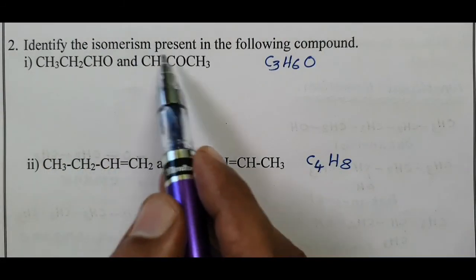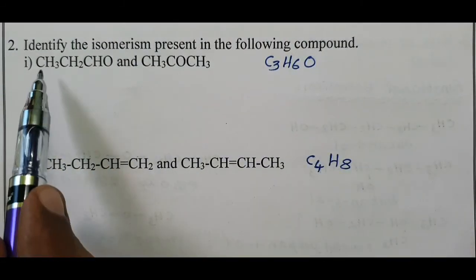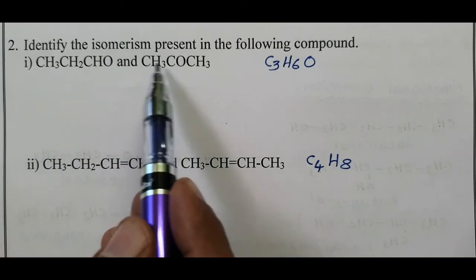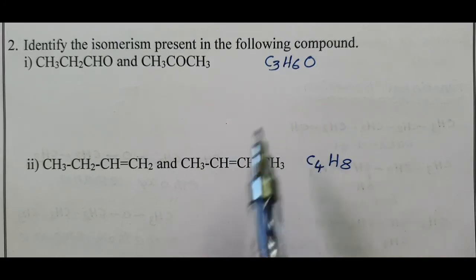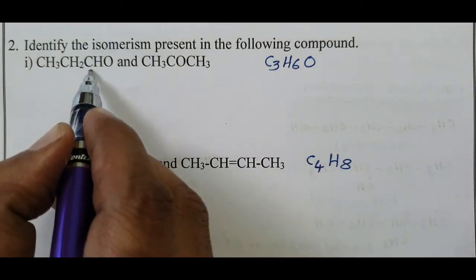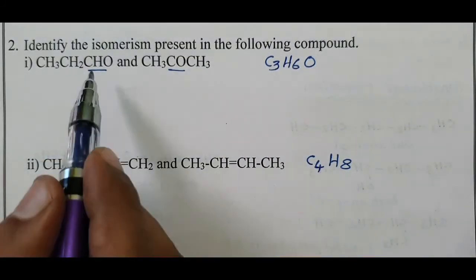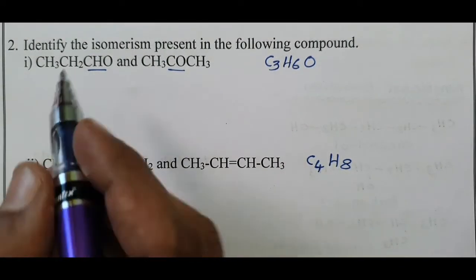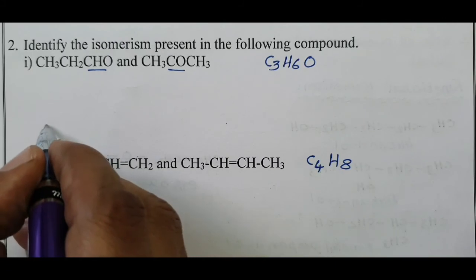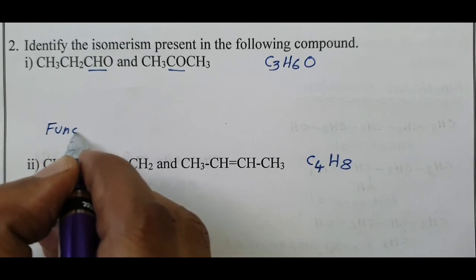Identify the isomerism present in the following compounds. CH3, CH2, CHO and CH3, CO, CH3. Both compounds have the same molecular formula but different functional groups. One is an aldehyde functional group, another one is a ketone functional group. Therefore, these compounds come under functional isomerism.